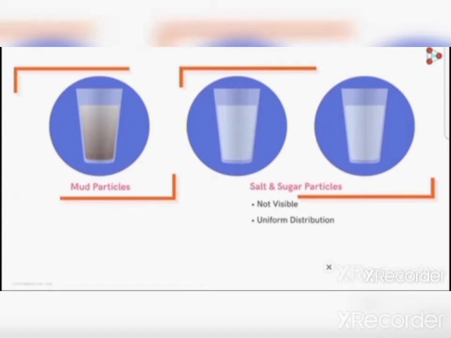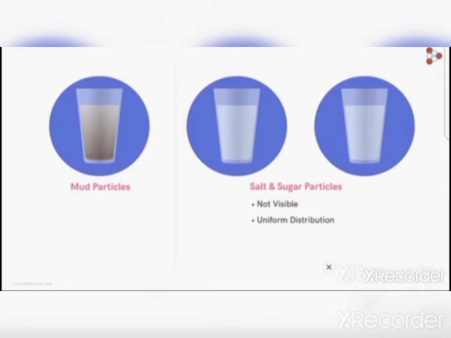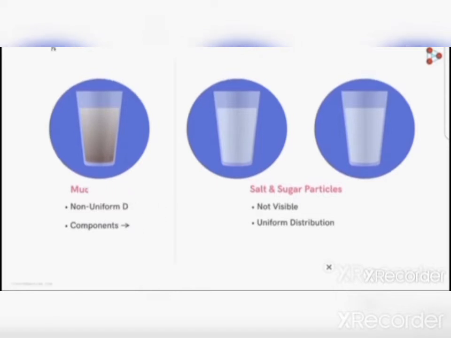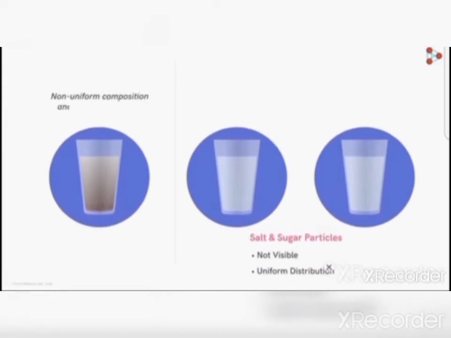So we can see that there are two kinds of mixtures. In the first mixture, its composition is not uniform and its components are in different phases, so that you can see the components separately. So this type of mixture, which has non-uniform composition and varying properties, is called heterogeneous mixture.